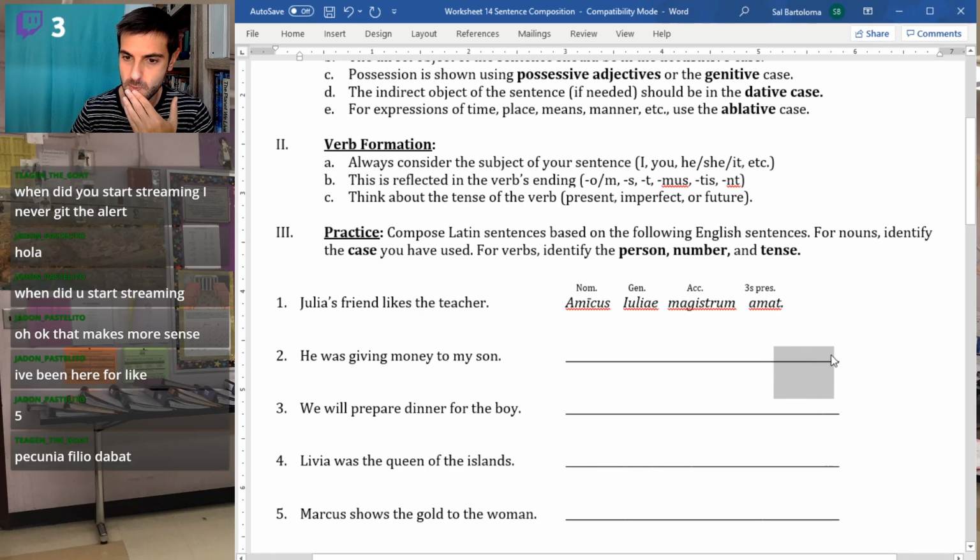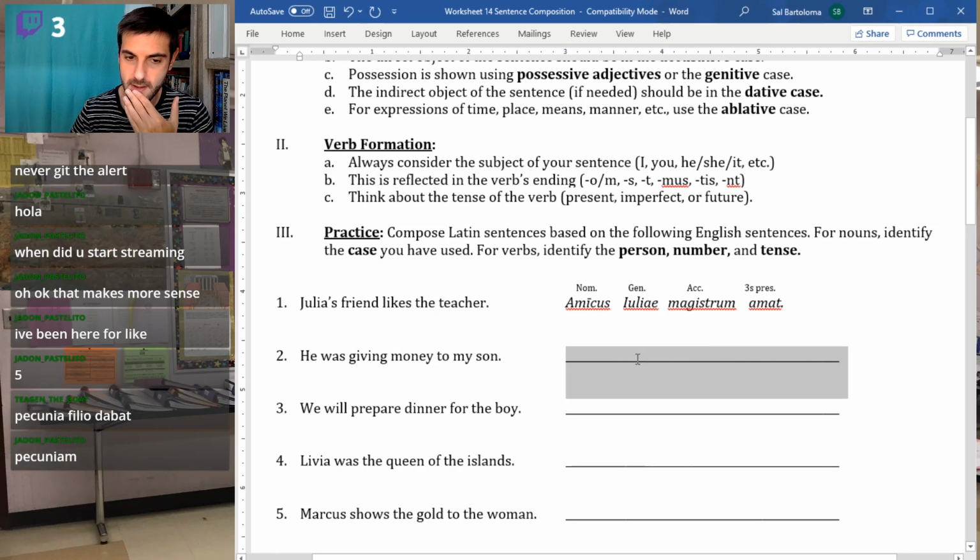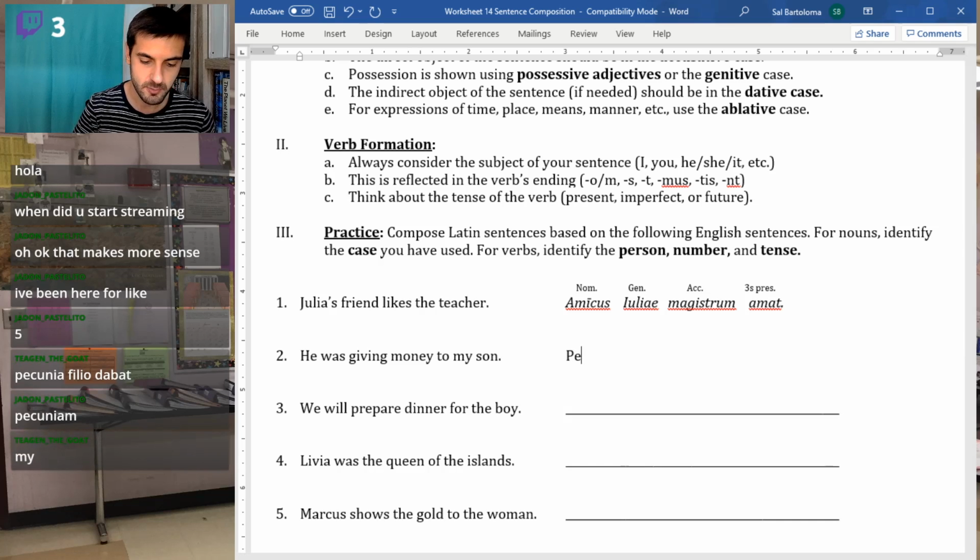So what role is the money playing? There we go, right? So we have pecuniam, right? And I'm going to zoom in a little bit here so you guys can see this a little bit better.